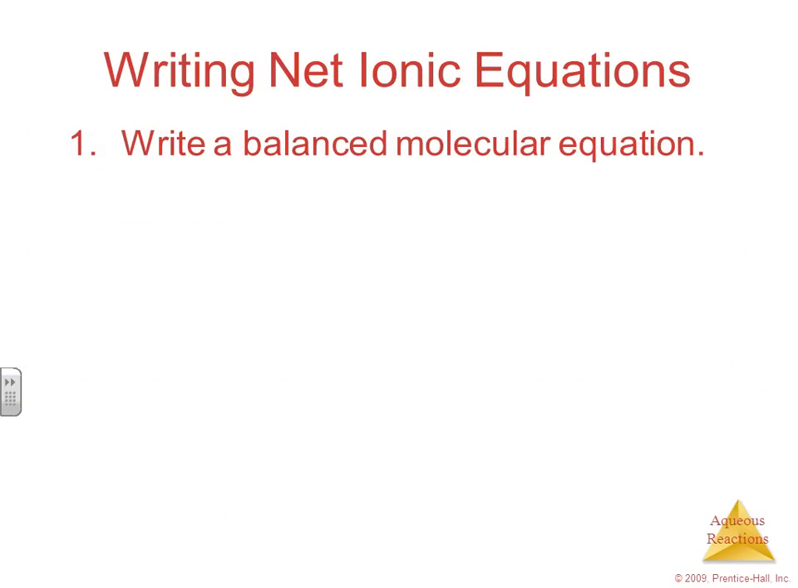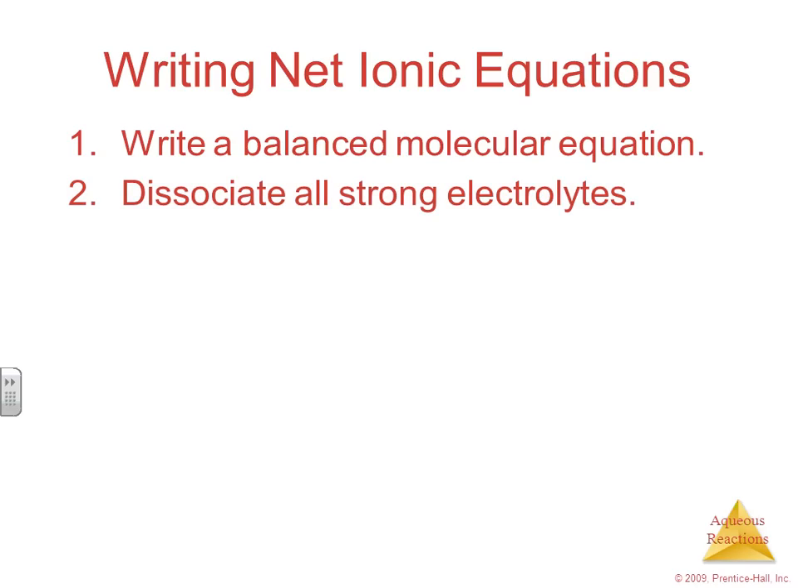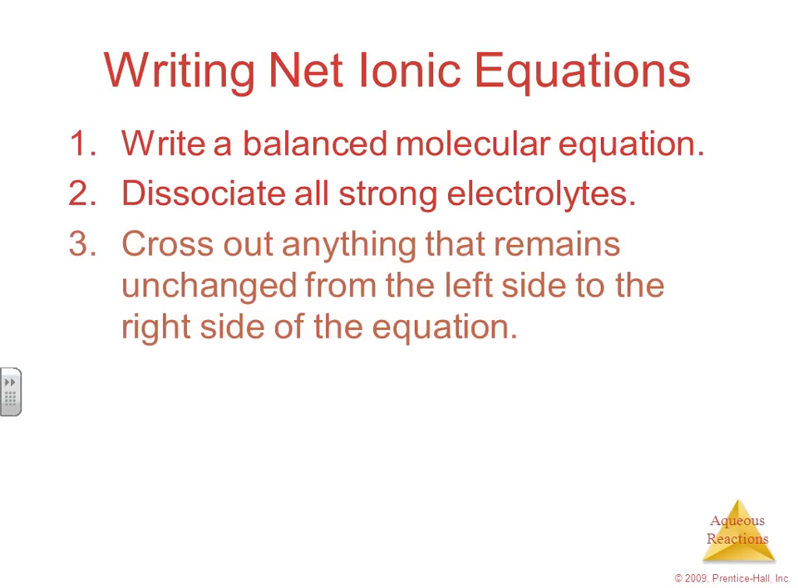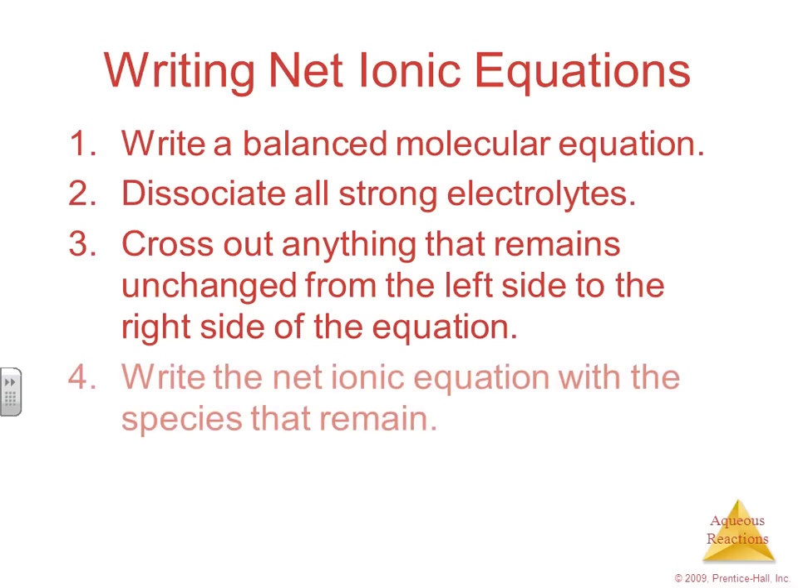So to sum up, when you're writing ionic equations, first write the balanced molecular equation. So do your double replacement, check your charges, predict your new compounds, and write them on the product side, and then balance. And then anything that's a strong electrolyte, you dissociate and break apart into its ions. And then at that point, you have the ionic equation, and then you cross out anything that remains unchanged, left side and right side, and you are left with the balanced net ionic equation. So what's left is your net ionic equation. So those are the steps you use in writing the net ionic equation.